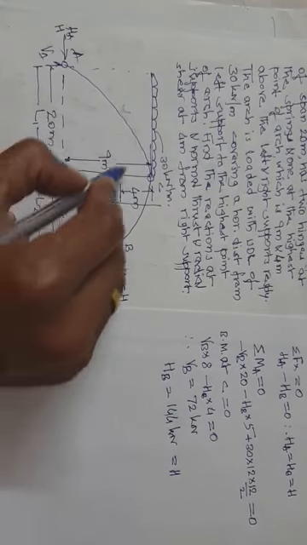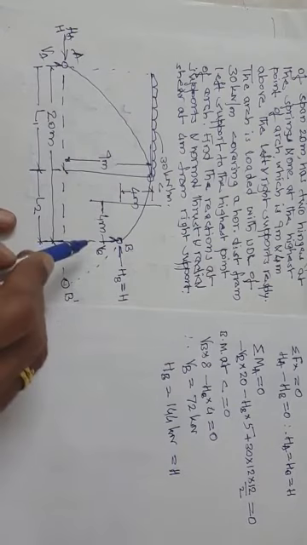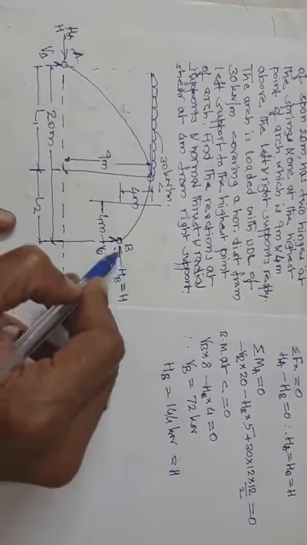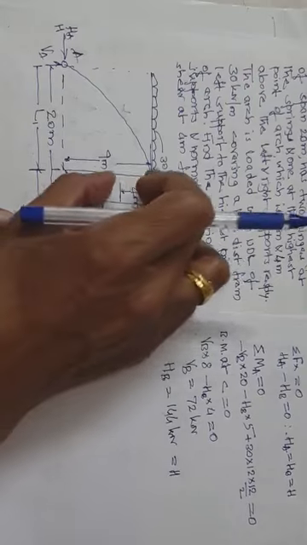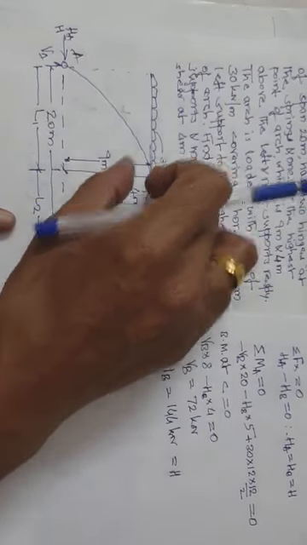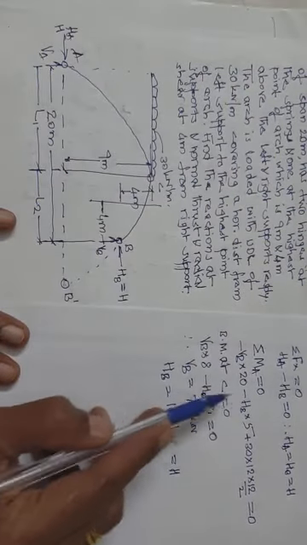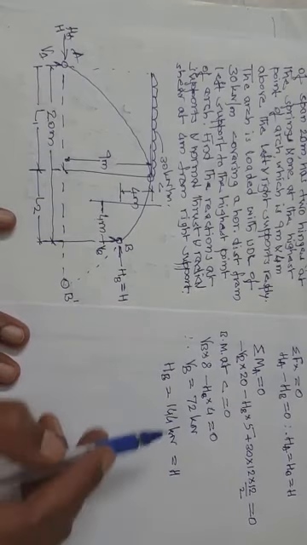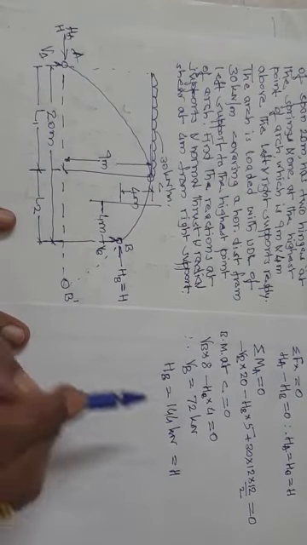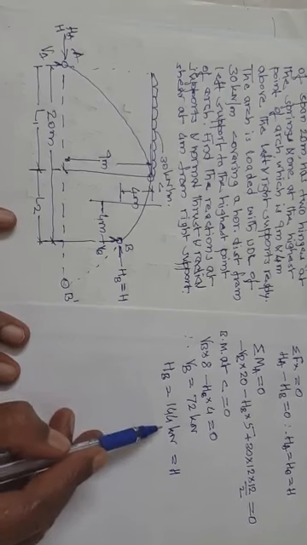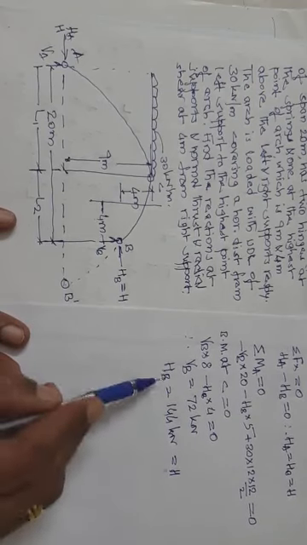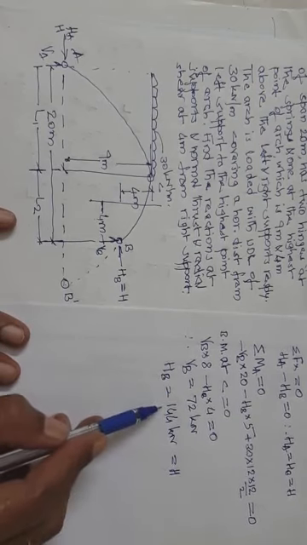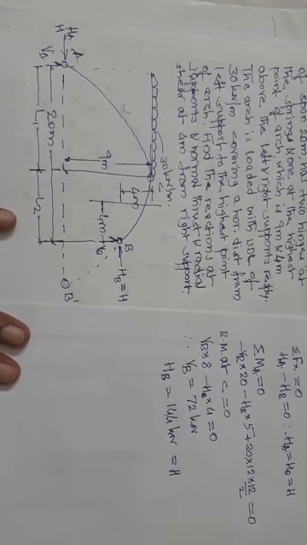Then this is anti-clockwise. But if you take this H towards C, it causes clockwise. Now, if anti-clockwise is positive, clockwise will be negative. So HB into, what is this distance? This will be 4. So you will have two equations, two unknowns. Solve for those. After solving you will get VB equals 72 kilonewtons and HB equals 144 kilonewton. HB equals HA, that is H equals 144 kilonewton.